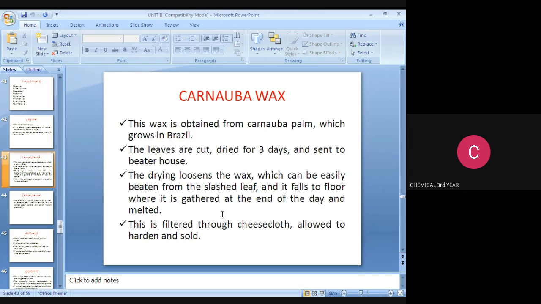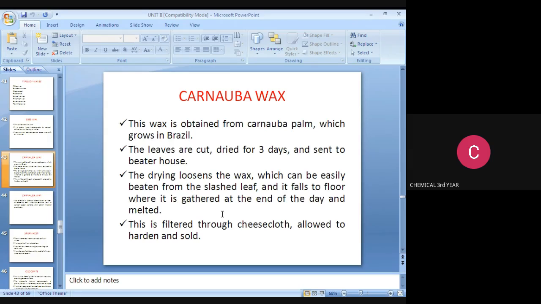So carnauba wax is a vegetable wax. It is obtained from the carnauba palm, which is grown in Brazil. The leaves are cut, dried for 3 days, and sent to the beater house. What is the purpose of drying the leaves? It loosens the wax, which can then be easily beaten. Once the leaves are beaten and slashed, the wax falls to the floor, where it is gathered at the end of the day and melted. So once beaten and slashed, the wax is separated.